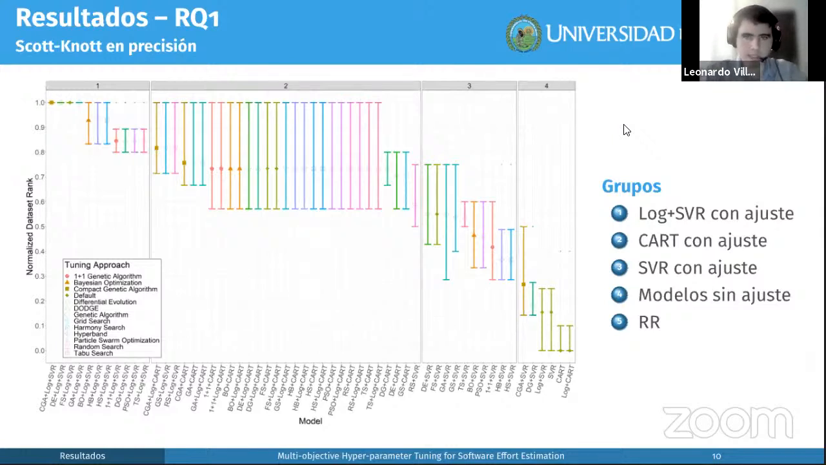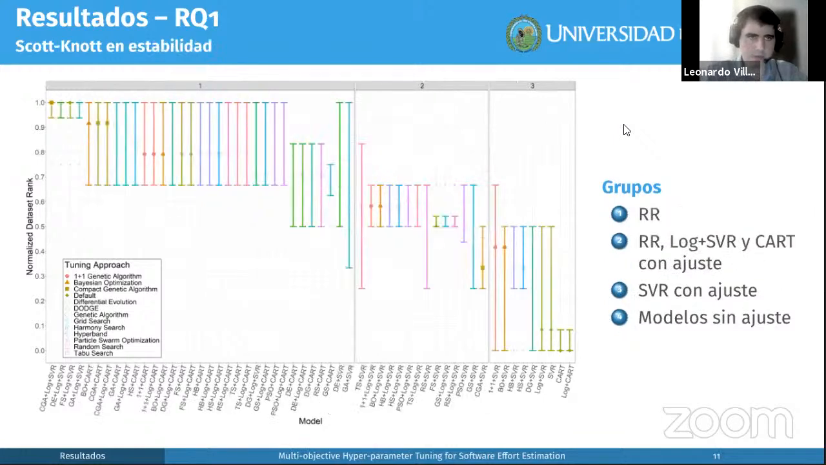Entonces, aquí la observación principal es que, de nuevo, los métodos log SVR son los más precisos y, para los de regresión, el ajuste no genera un mayor impacto sobre la precisión. En estabilidad vemos un resultado ligeramente invertido, donde el grupo de técnicas más estables son las regresiones, que no se muestran acá nuevamente por legibilidad. El segundo son algunos métodos de regresión, pero también tenemos los modelos log SVR y los modelos CART con ajuste. El tercer grupo, que en la figura es el 2, perdón, es SVR con ajuste. Y por último, el grupo más inestable son aquellos modelos sin ajuste.